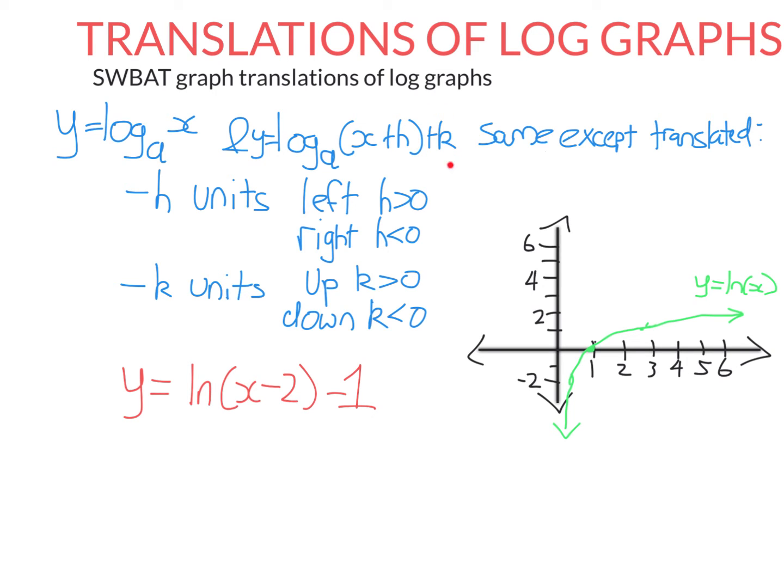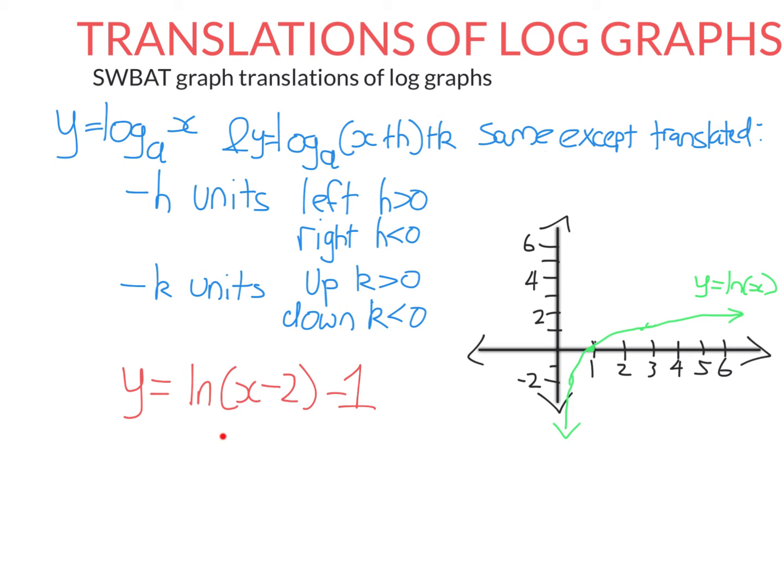This constant here outside the brackets shifts up or down, and this one does work the way you'd expect. It shifts it up if this number is positive and down if this number is negative. So other than these two shifts, left and right or up or down, these two graphs are exactly the same. They have the same shape and everything.